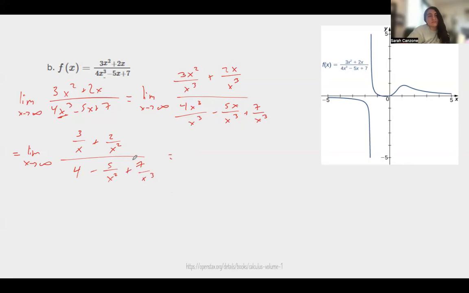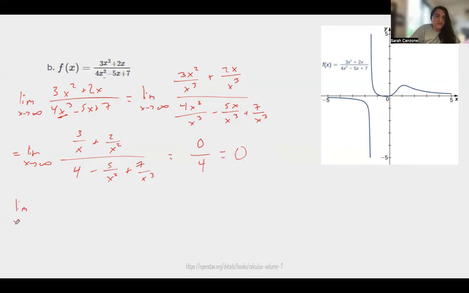Now we can go ahead and actually plug in the limit. So again, we know that if you have a constant over an infinity, that just turns into 0. So you get 0, 0, 0, 0. So this turns into 0 over 4, which is just 0. So your limit is going to be 0. As you can see, this tends to 0 here.